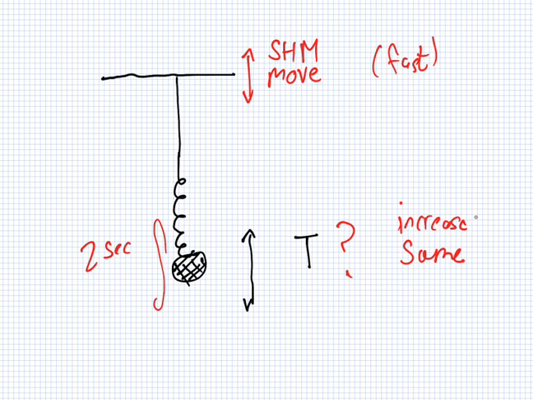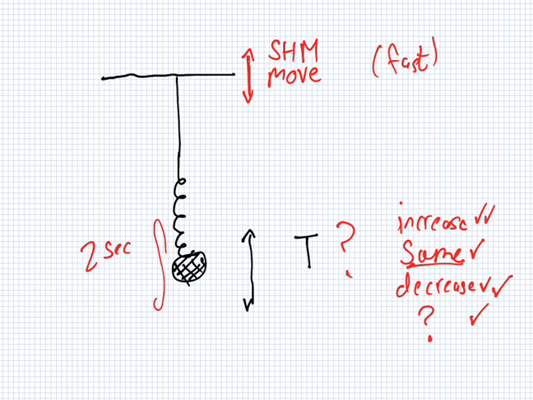Okay, so we have 2 for increase, 1 for stay the same. Who else? Decrease. Jan, which do you think? Don't know? Okay, so don't know, that's a 1. And Ugo? Decrease. Correct answer? This one. Stays the same.